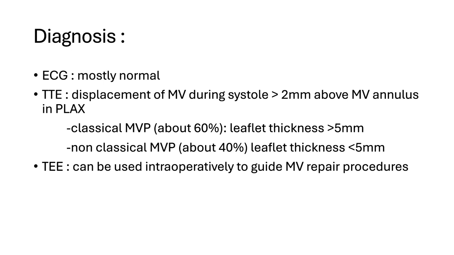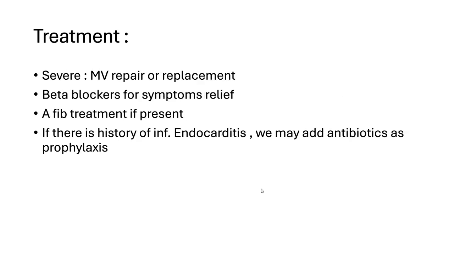We have two, not classification, but two variants. Either it is going to be classical mitral valve prolapse, which is more common, or non-classical mitral valve prolapse. So for the classical, we will see leaflet thickening more than 5 millimeters, and in the non-classical mitral valve prolapse, leaflet thickness is less than 5 millimeters. We can use also transesophageal echocardiography, especially intraoperatively, to guide mitral valve repair procedures.